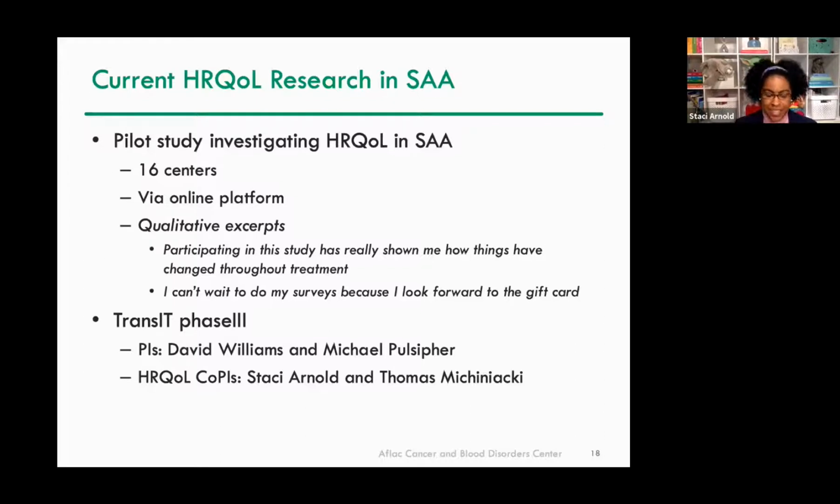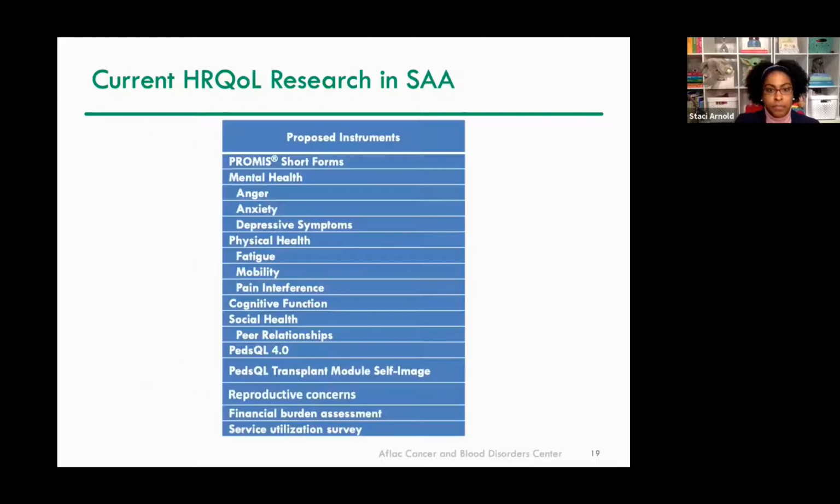And certainly that is a little enticement, but if that's making the patient happy, then I'm okay with that. And so, as I alluded to, this pilot study, given its success to date, will then be included into the Transit Phase 3 trial, of which Drs. David Williams and Michael Pulsifer are the primary investigators, and myself and my colleague, Dr. Mitch Niaki at Michigan, are the co-PIs on the quality of life aim.